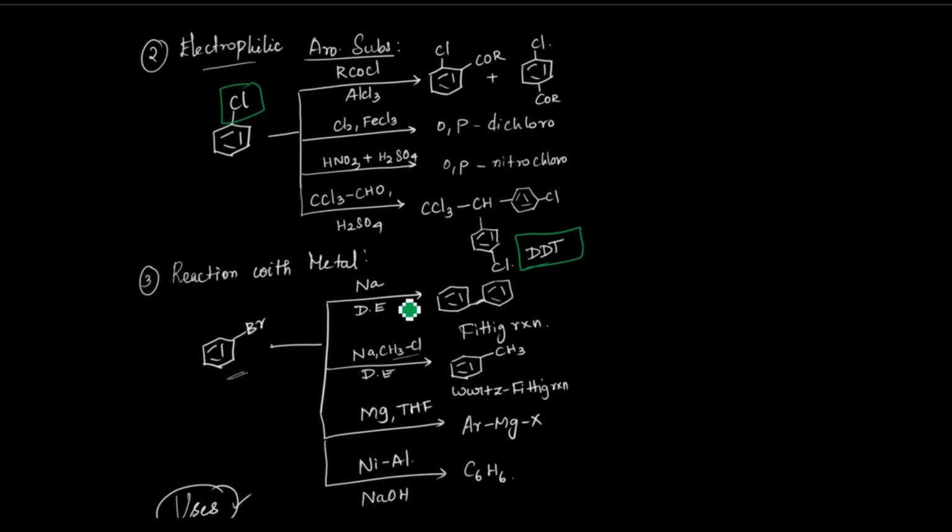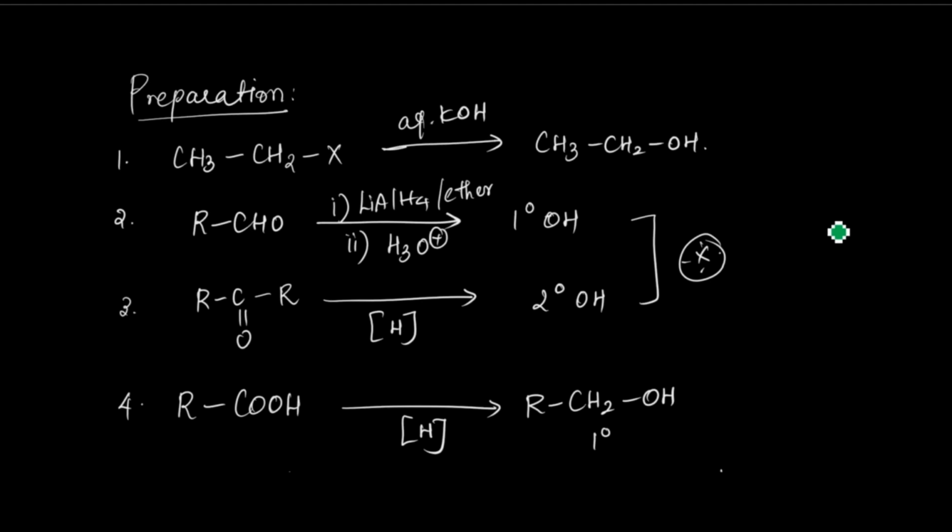Then reaction with metal: sodium, it is Wurtz-Fittig reaction, and with magnesium, it is forming a Grignard reagent. With nickel aluminium, it is forming benzene. So these are the important reactions you have to revise before giving the mock test. Okay, then uses, just a theory part, you can go through it. Now we are moving on to the alcohols chapter.